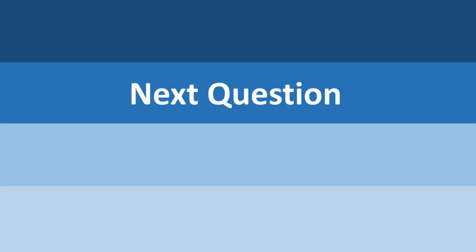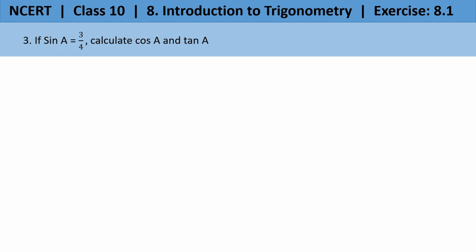Let us see next question. If sin A is equal to 3 by 4, calculate cos A and tan A. We have the following information. Sin A is equal to 3 by 4. Sin A is also equal to side opposite to angle A by hypotenuse, which is equal to BC by AC, which is equal to 3K by 4K.